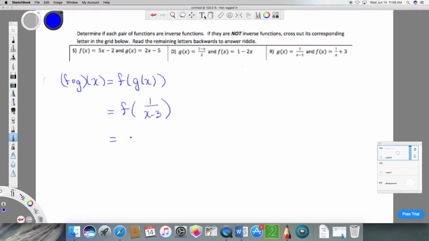Here, I'll do it in steps though. If you take 1 over x minus 3 plus 3, this first term is just saying take the reciprocal and we get x minus 3, and the minus 3 and plus 3 cancel each other out. So it looks like it's likely that these are inverses of each other.